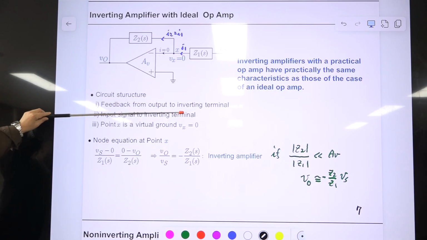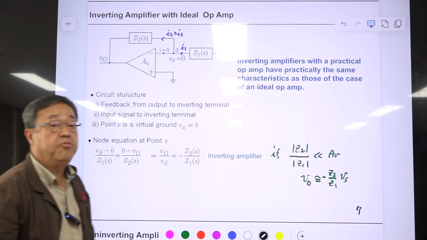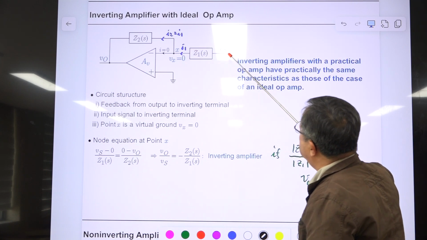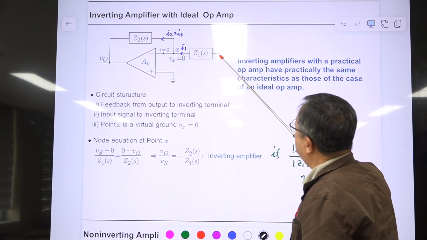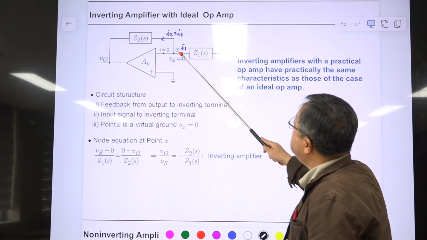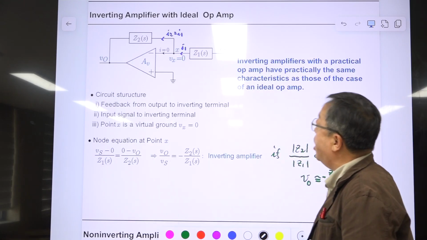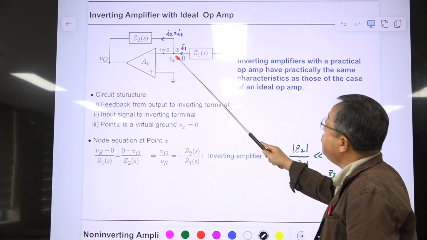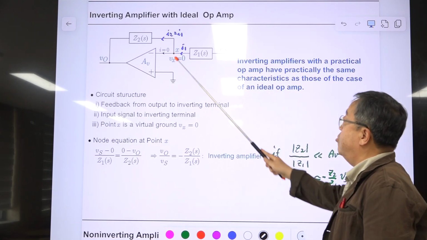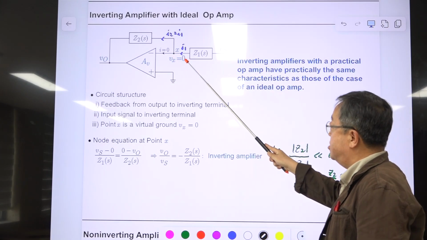Feedback goes from the output to the inverting terminal. Because it is fed to the inverting terminal, it is called a negative feedback structure. And the input signal is applied to this inverting terminal, so it's called an inverting amplifier. And what is the potential X? This point is the real ground. This is the virtual ground. Then the potential should be the same, so Vx is 0.